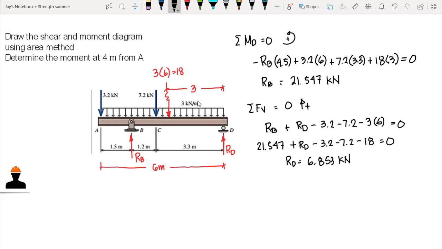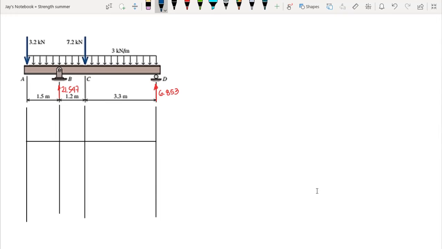Okay, since we have already computed all the reactions, then we can now proceed to the shear and moment diagram. Okay, so let's start creating our shear and moment diagram. So let's start at the leftmost point of our beam, that is at point A. So we start at A. Okay, so let's say that's our V1. So our V1 here, that is 3.2 kilonewton.